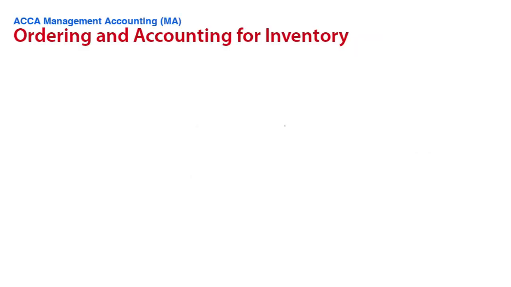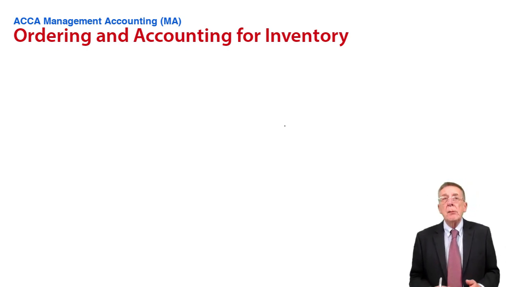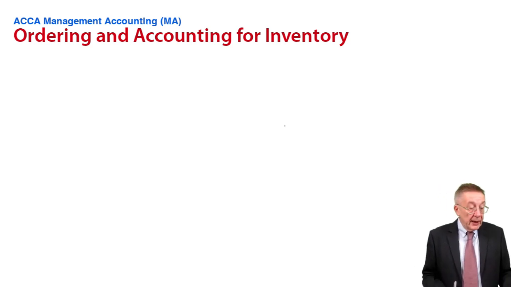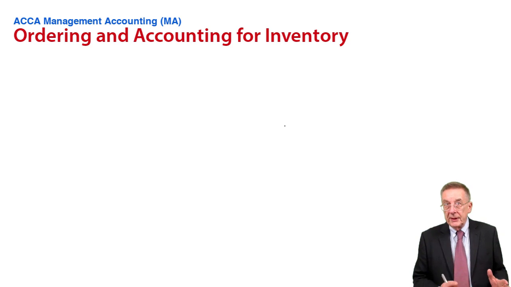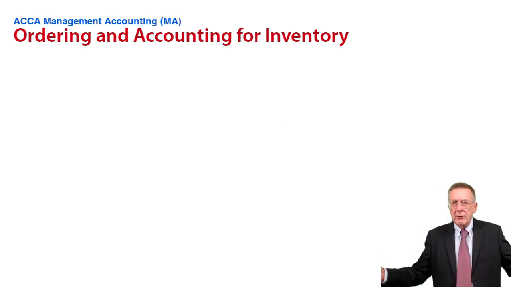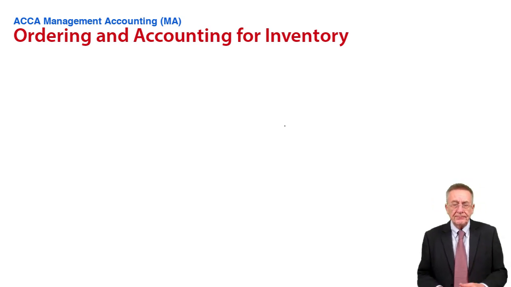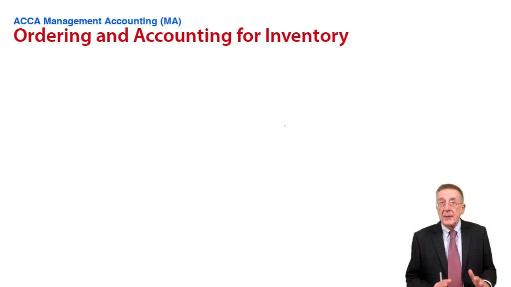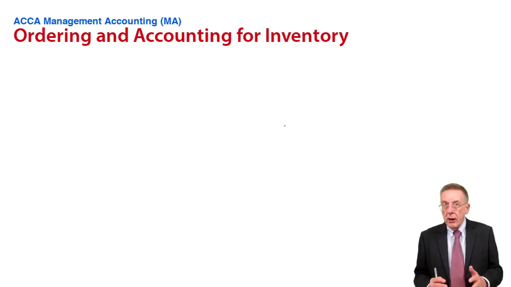Okay, this lecture is on chapter 5 of the free lecture notes, and it's headed up Ordering and Accounting for Inventory. And there are two things in this chapter. One of them is just listing the various documents that are involved with inventory, when you receive goods from a supplier, when you issue goods to customers, and so on. And the other bit is how we go about valuing the closing inventory.